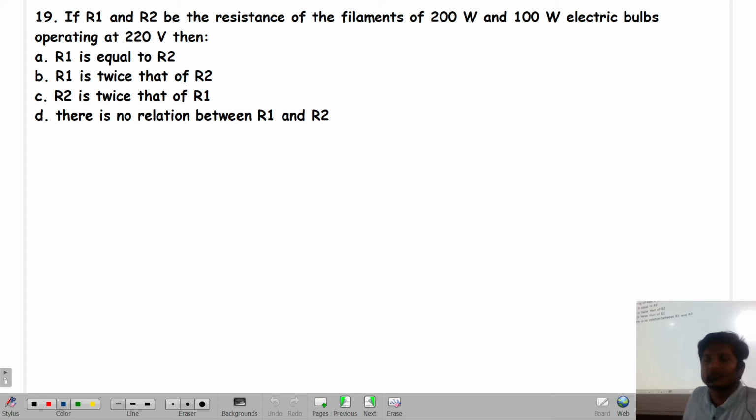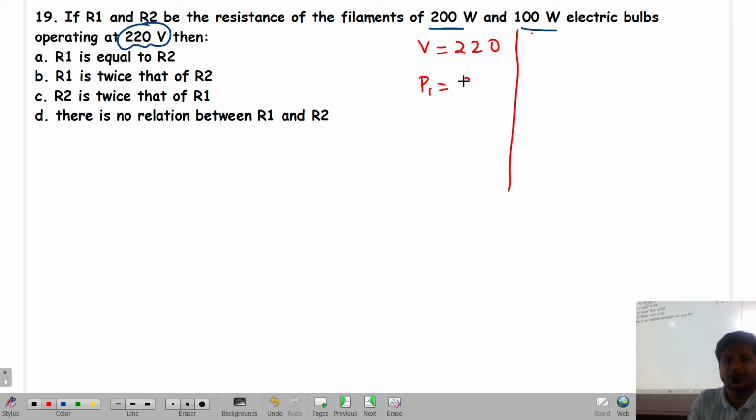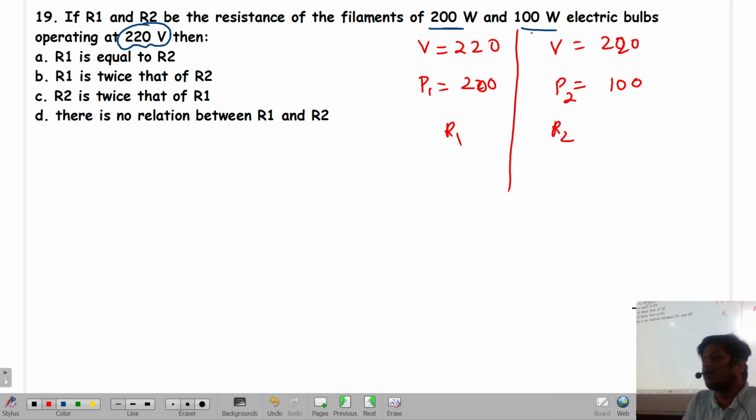R1 and R2. This is a lengthy problem, no? What is given? R1 and R2 are the resistances of the filaments of 200 watt and 100 watt electric bulbs operating at the same voltage, 220 volts. Yes or no? Voltage is given as 220. Power of the first is given as 200. Voltage is the same for the second, 220. Power is different, equal to 100. So what will be different? R1 and R2 will be different or not? Why? Because the powers are different.